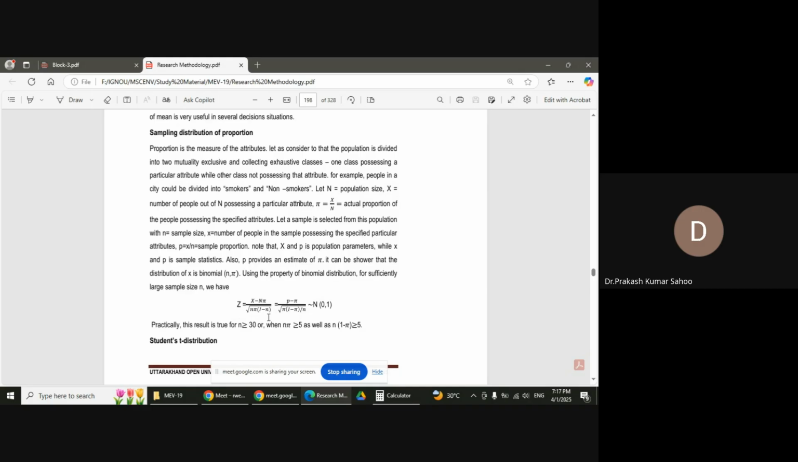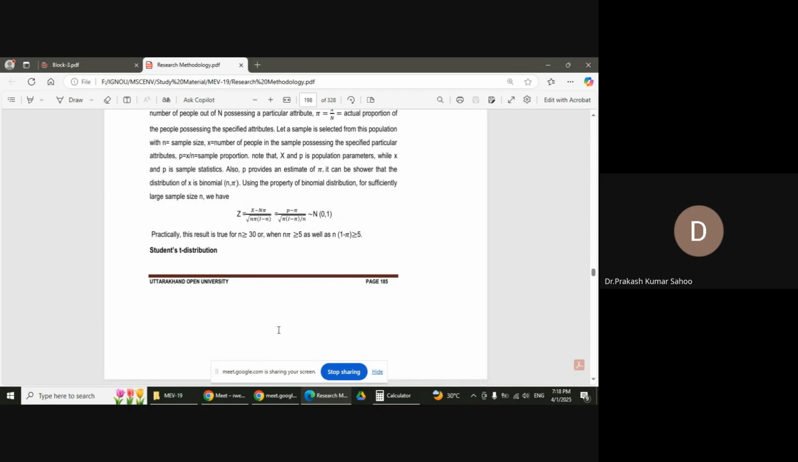This is the sampling distribution of proportion, and accordingly you have to calculate, for a particular attribute, what the sampling distribution of proportion is for your smokers as well as non-smokers by using this formula, that is, z equal to x minus n pi divided by root over of n pi into 1 minus pi.